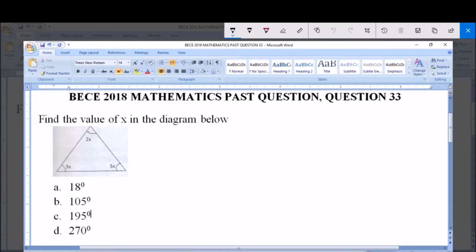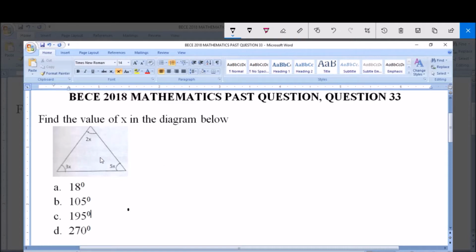Today we're going to be dealing with BECE 2018 Mathematics Past Question, question 33. Find the value of x in the diagram below. Now the diagram given to us is a triangle, and A says 18 degrees, B says 105 degrees, C says 195 degrees, and D says 270 degrees. So we're to find the value of x in this diagram.